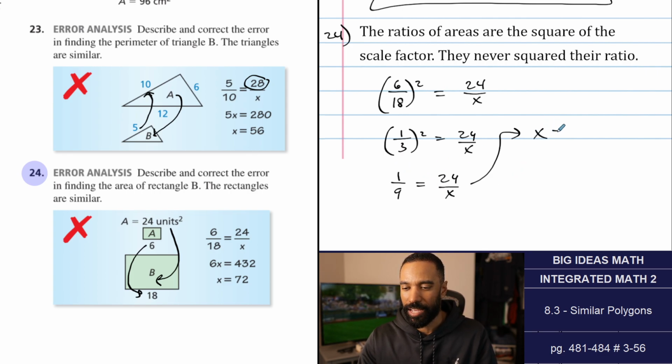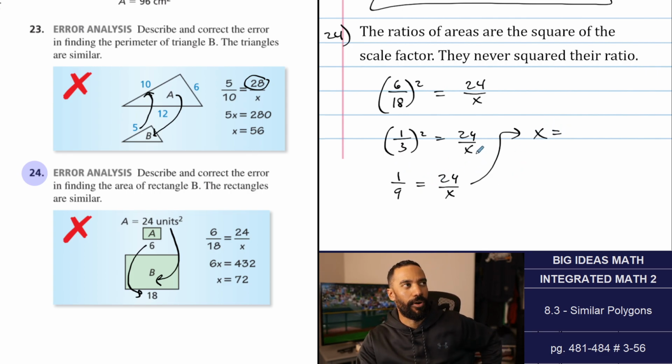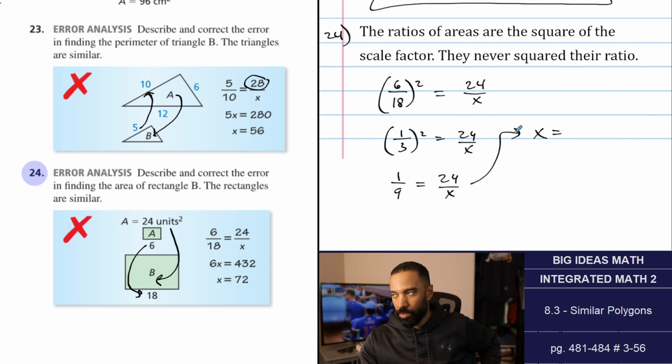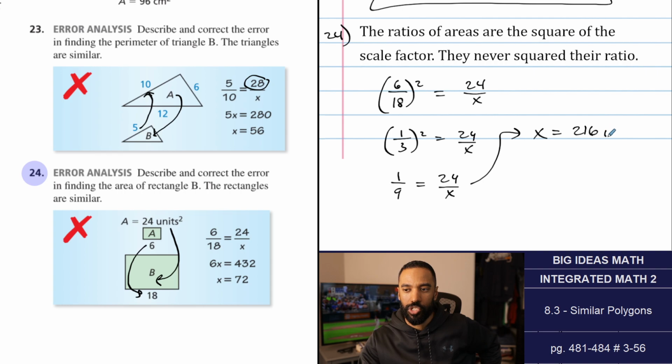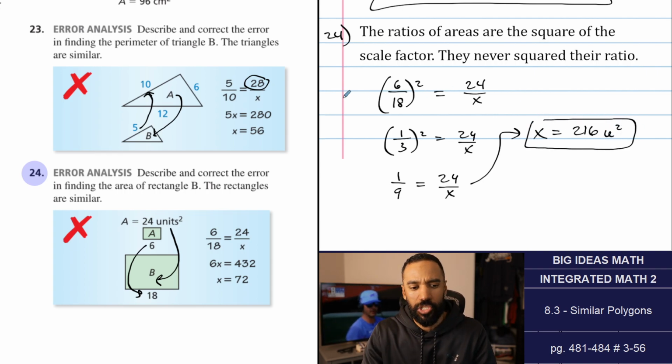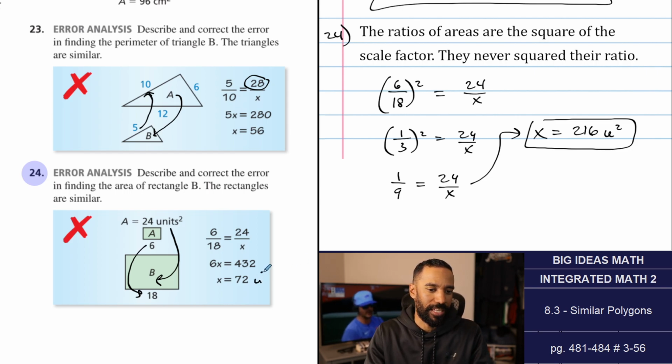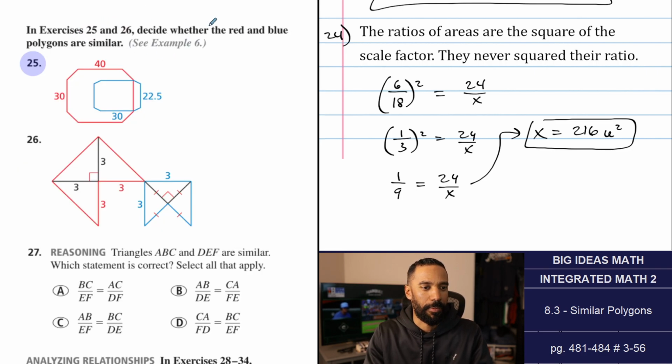Cross multiply x, 9 times 24, 216. 216 square units for the bigger area, not just 72. You're really shorting it by saying that. That's another error. They never put square units like they did for the first guy. Okay, let's move forward. Number 25 and 26.